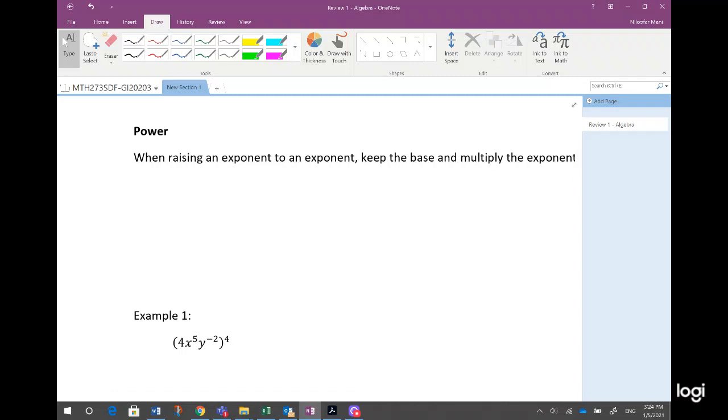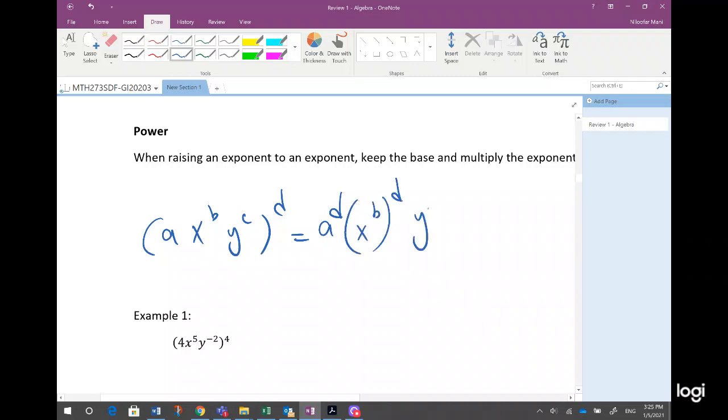Now power. When I have power, let me show you here. a x power b y power c, all power d, for example. It's a power d, x power b power d, y power c power d, which is a power d, x power b d, y power c d.